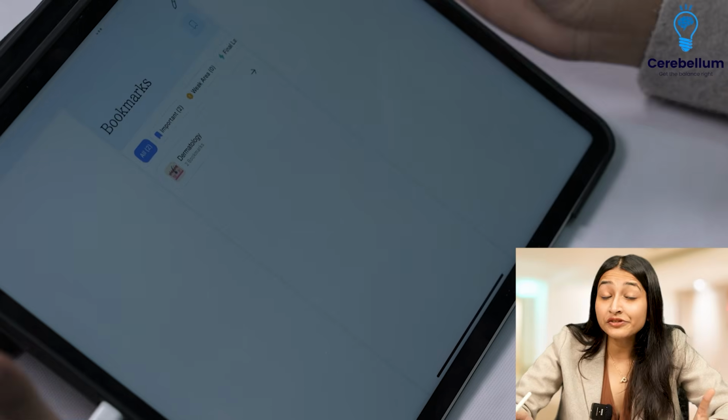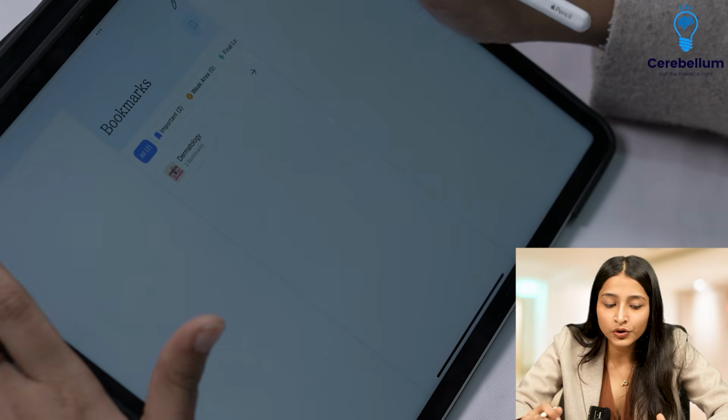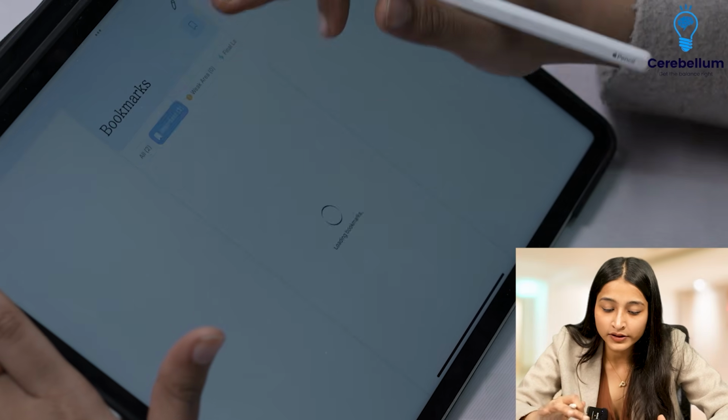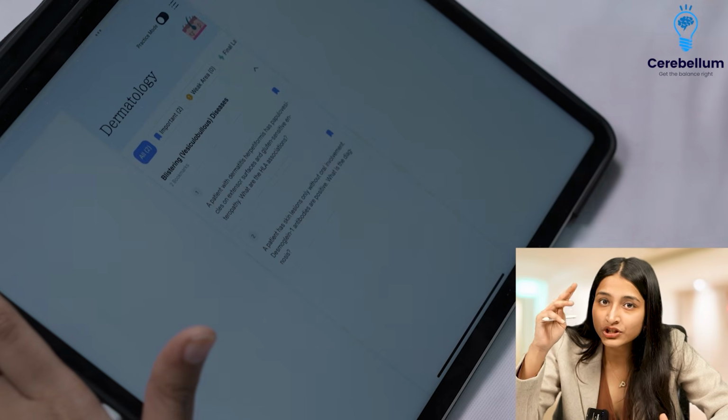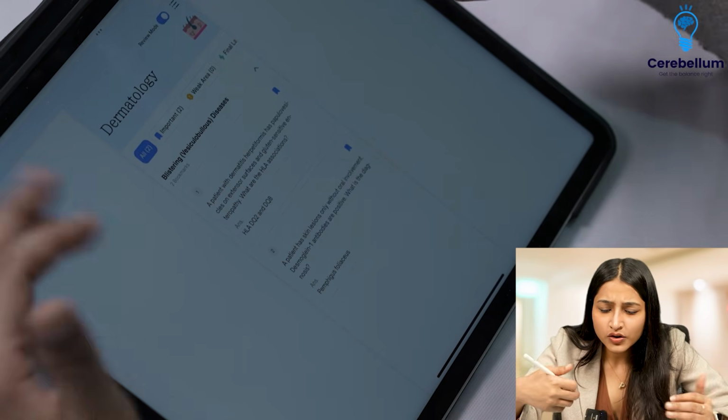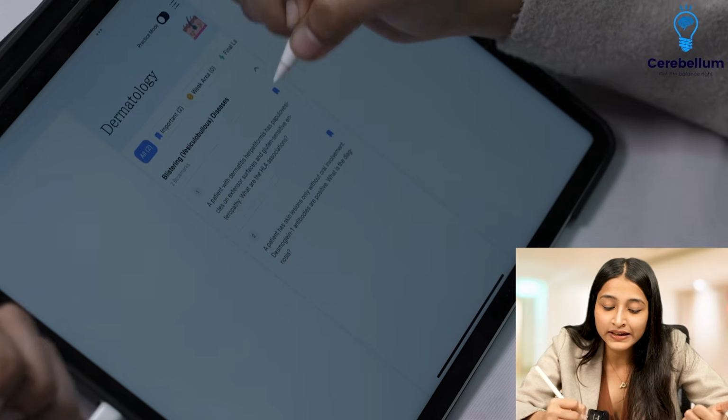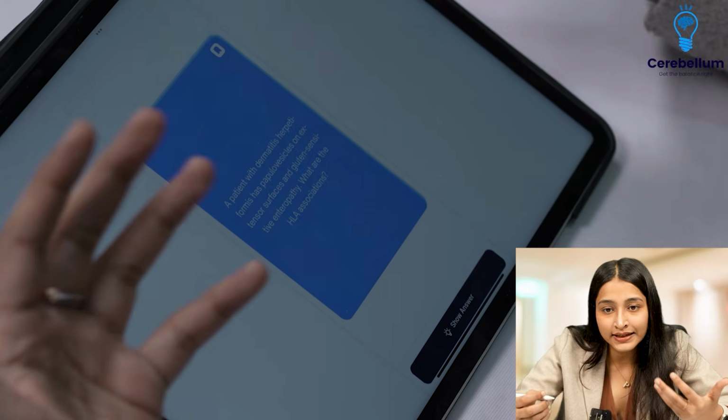Also here, we will review flashcards. For example, I move on to bookmarks and then I see important dermatology. We can also review flashcards in two ways. Simply, we can go through them in the review mode or we can practice them as a flashcard in the practice mode.